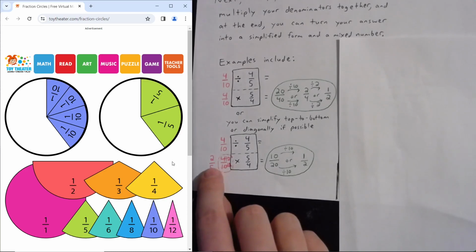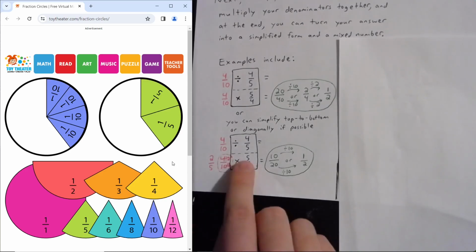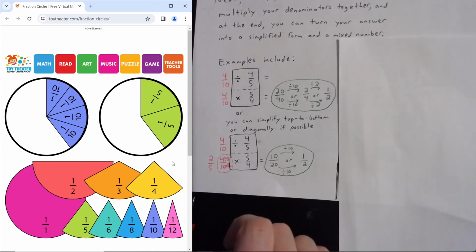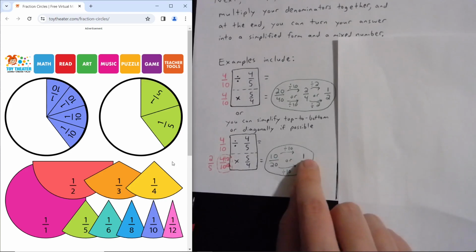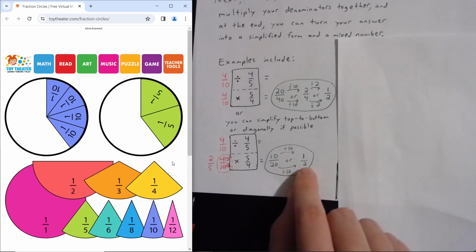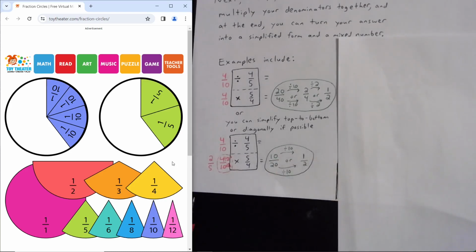It's just written in a simpler form. So I turn that into 2/5, and then I multiply 2 times 5, which is 10, and 5 times 4, which is 20. And so I get 10/20, and then I simplify that again. 10 divided by 10 is 1. 20 divided by 10 is 2, and then it's in its simplest form. Okay?